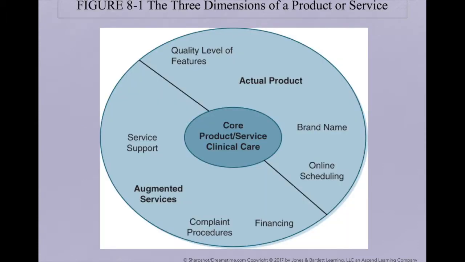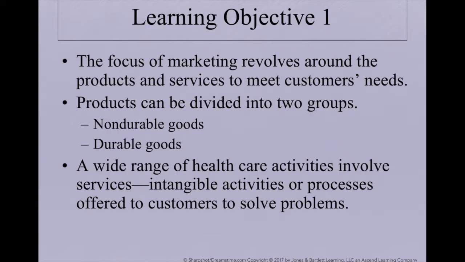This figure shows the 3 dimensions of a product or service that a marketer must convey regarding the product or service. The focus of marketing revolves around the products and services to meet the customer's needs. Products can be divided into 2 groups: non-durable goods and durable goods. Non-durable goods are items that can be consumed in some defined period of time, and a durable good is a product that lasts over an extended period of time.